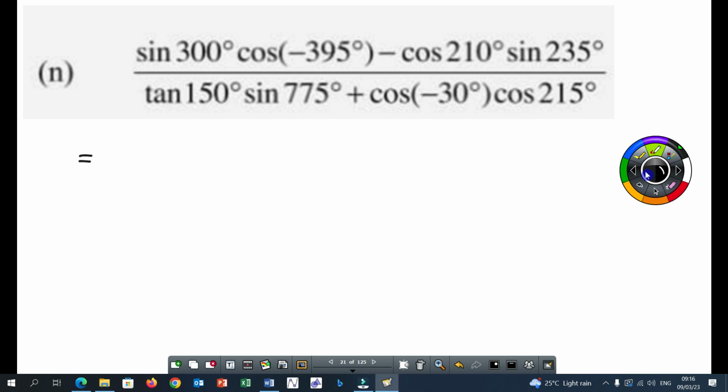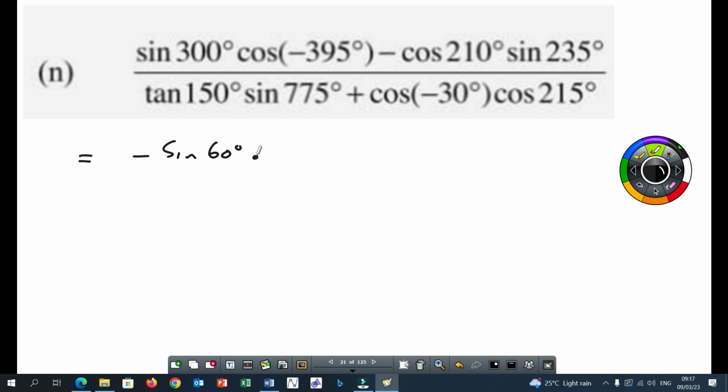Sine 300, first thing, 300 is in which quadrant? Can you pay attention? 300 is in which quadrant? The fourth quadrant, right? So, which acute angle can be subtracted from 360 to get 300? 60 degrees, right? We know that sine is negative in the fourth quadrant, so the first mark will be for minus sine 60 degrees times, right?